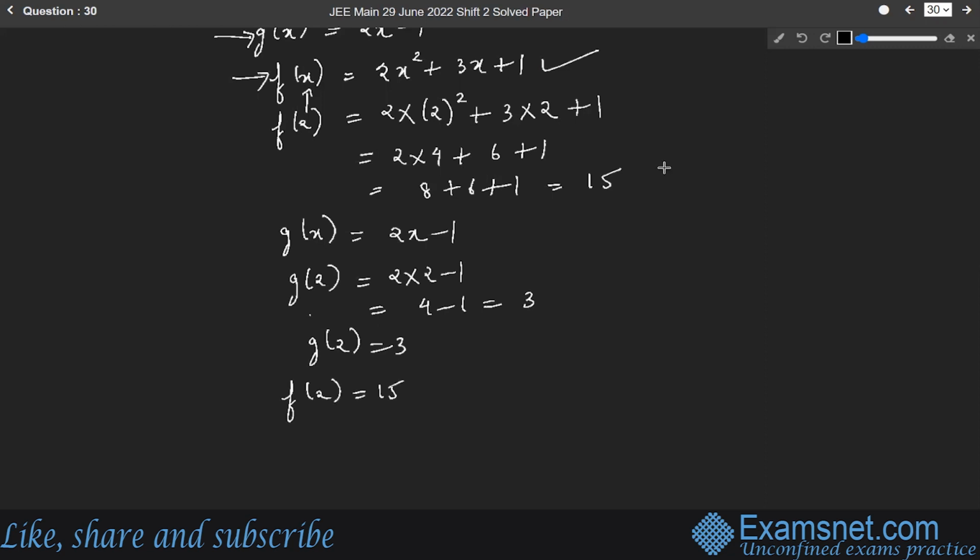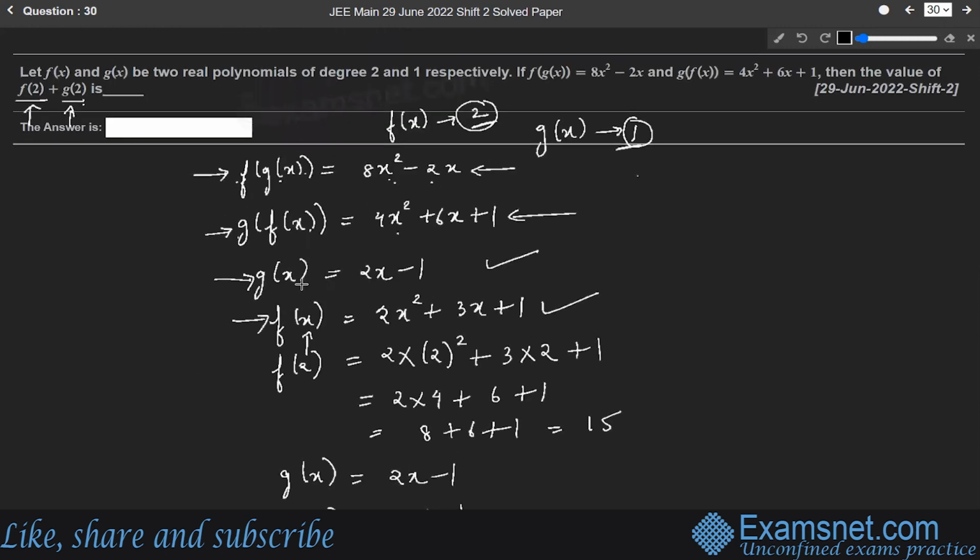We have to calculate f of 2 plus g of 2. So it will be 15 plus 3, which is equal to 18. So for this question, the correct answer is 18. The sum of f of 2 and g of 2 is 18.